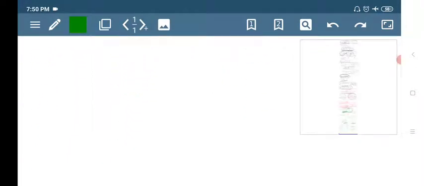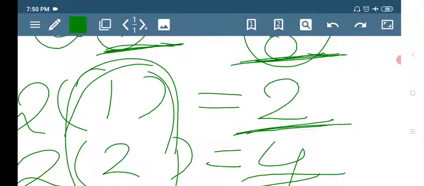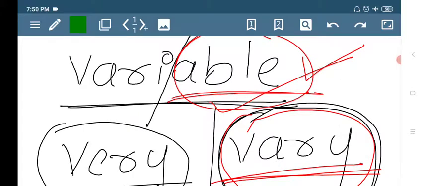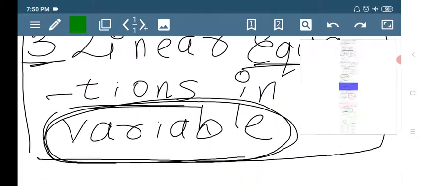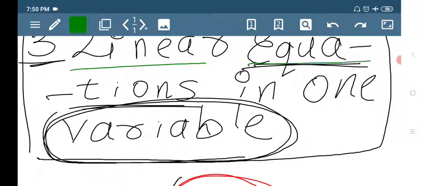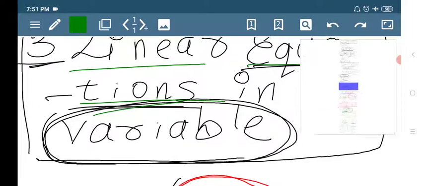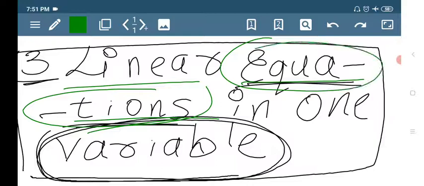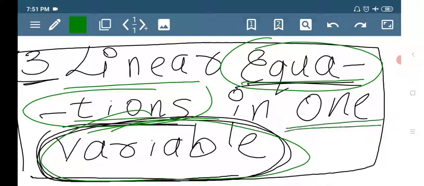So now, from the main chapter's heading, what is the name of the chapter? Linear equations in two variables. You understood what is equation? You understood what is variable? Now there is one more word, one, and there is one more thing, linear, which we have to discuss.